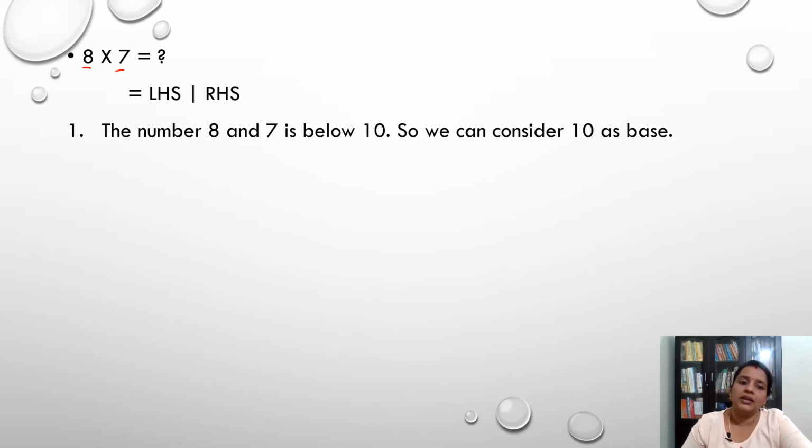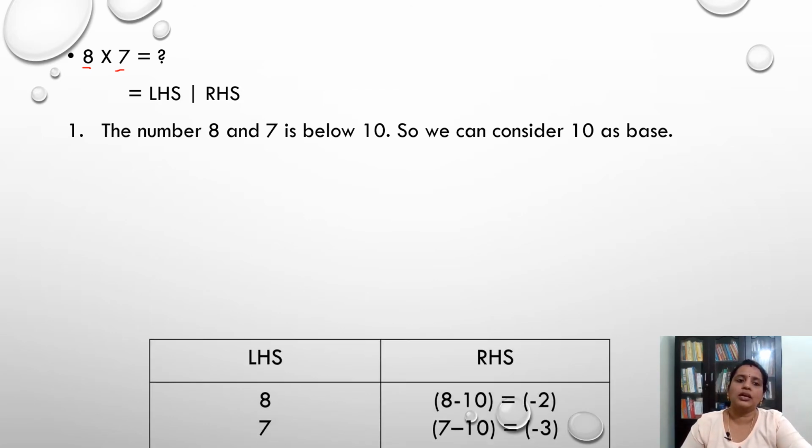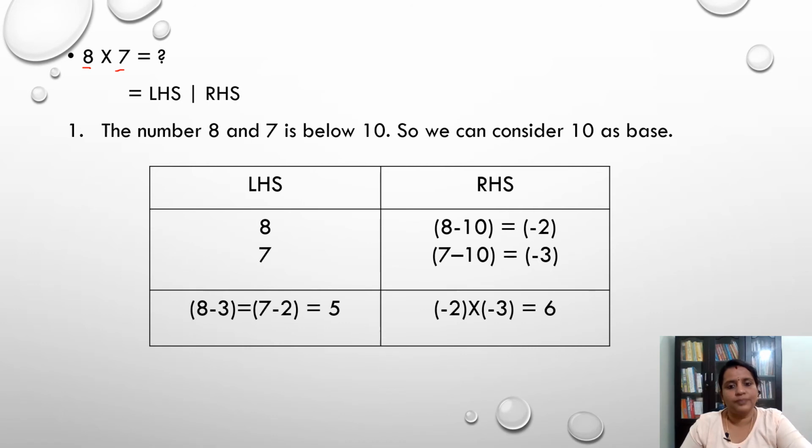Then I have to find the LHS and my RHS. For my LHS, what will I be doing? I'll first initially take the numbers directly. For my RHS, I will subtract the number by the base. So 8 minus 10 will give you minus 2 and 7 minus 10 will give you minus 3, isn't it? Yes. And this symbol is very important as we are subtracting the number by the base. Base is a larger number here. So it's a negative answer.